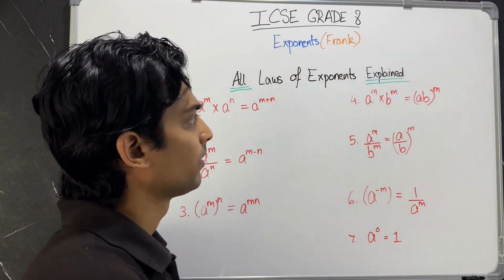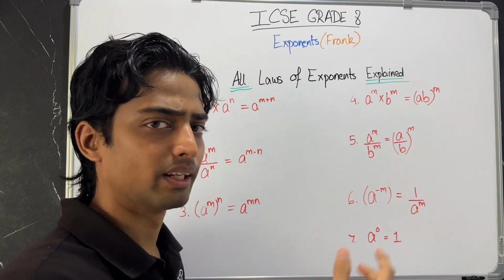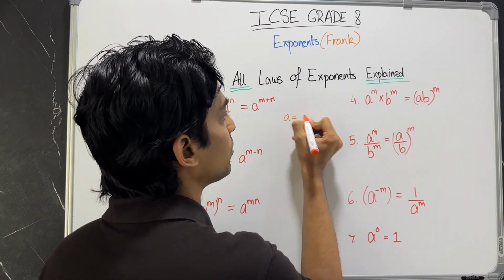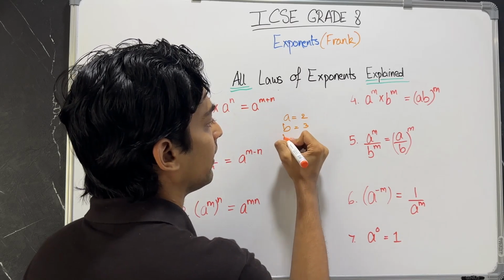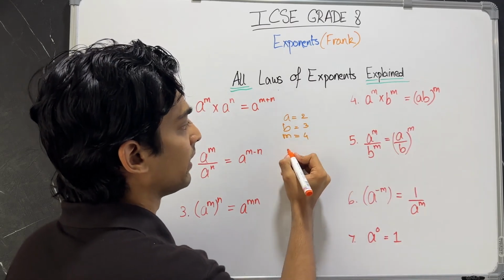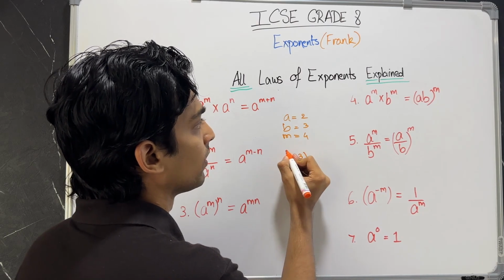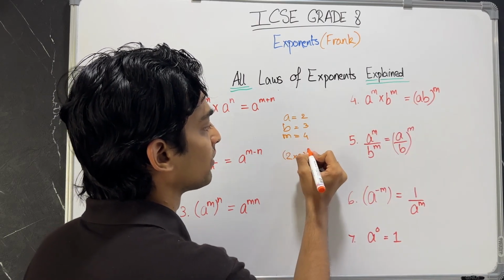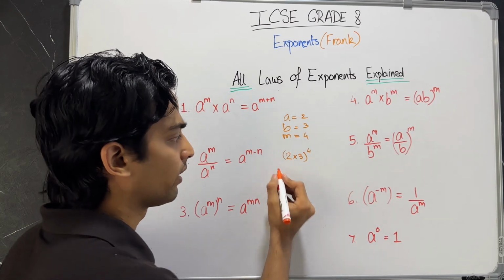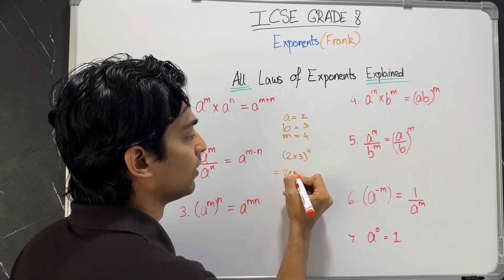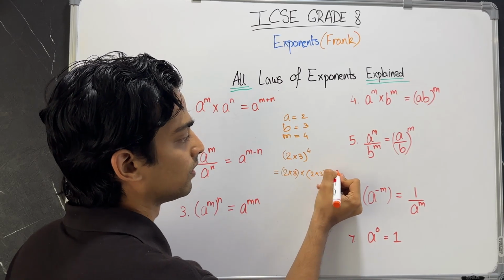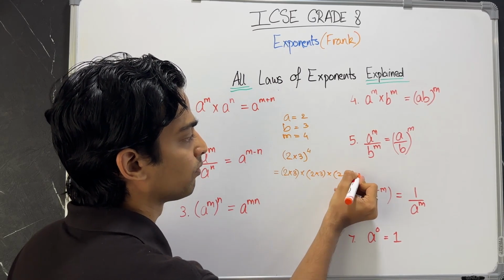Now fourth one, a raised to m into b raised to m equal to a into b the whole raised to m. So let's call a as 2, b as 3 and m as 4. Now let's write this. So we get ab the whole raised to m will be 2 into 3 the whole raised to 4. Now this inside bracket gets multiplied by itself 4 times. So we can write it like 2 into 3, 1, 2, 3 and 4.